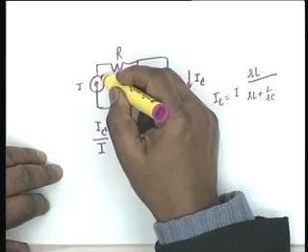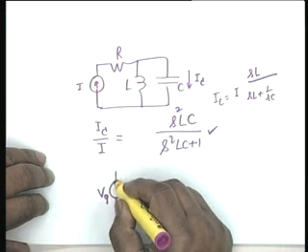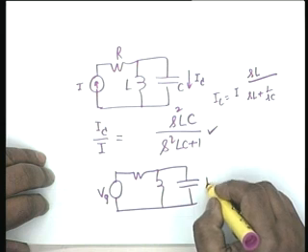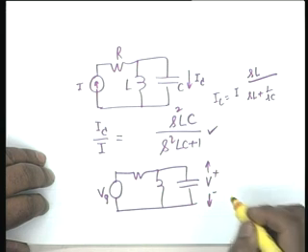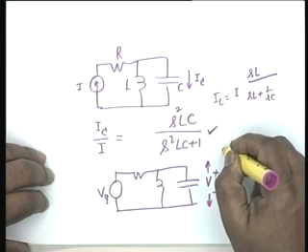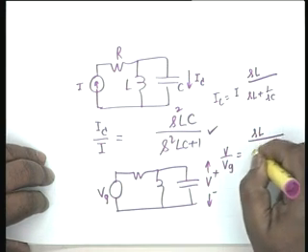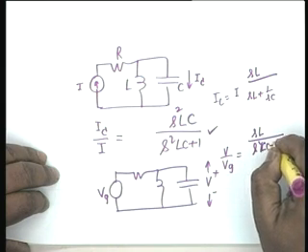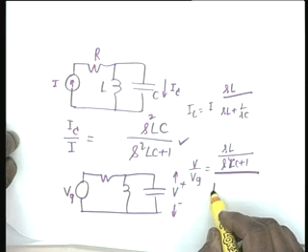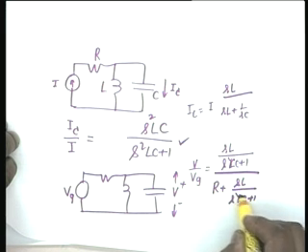Suppose I replace this by a voltage source now, let us say Vg, and I want to find out V, the dimensionless voltage transfer ratio. Then obviously V by Vg would be equal to SL divided by S squared LC plus 1, divided by R plus SL divided by S squared LC plus 1.